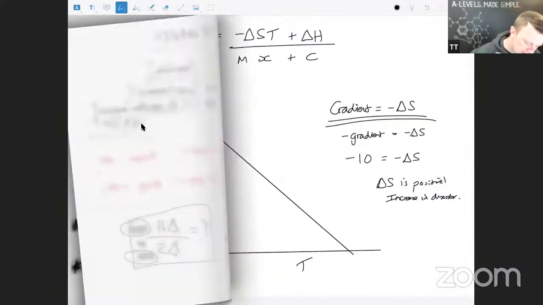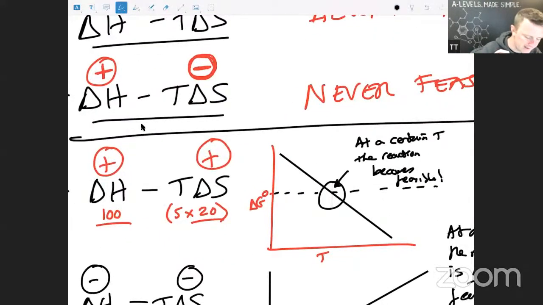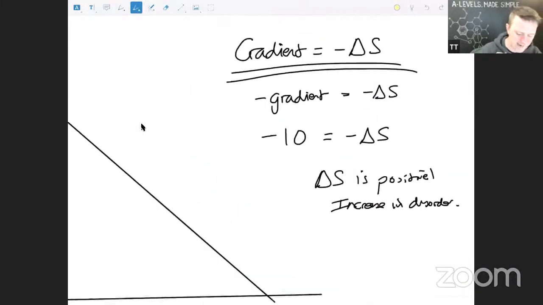Going back to what we said here: see how we got this negative gradient? That's because delta S was positive. It's because of the minus S there.